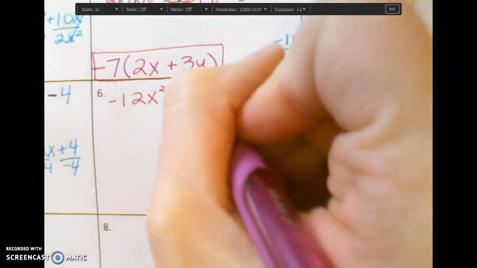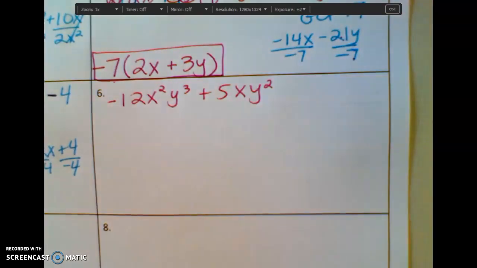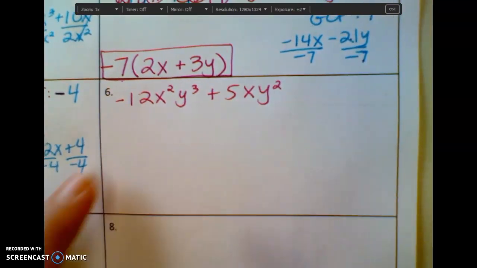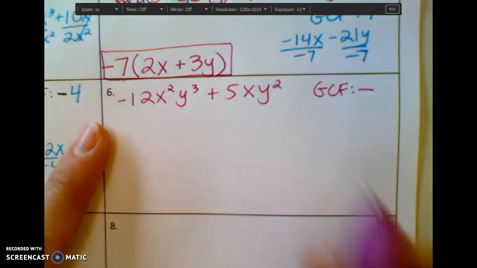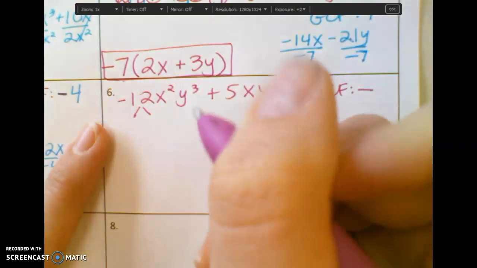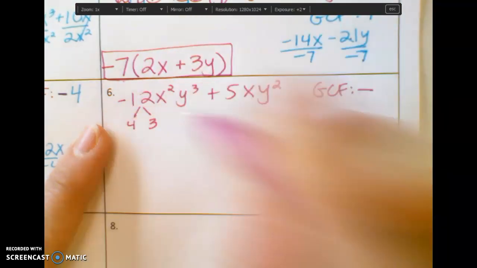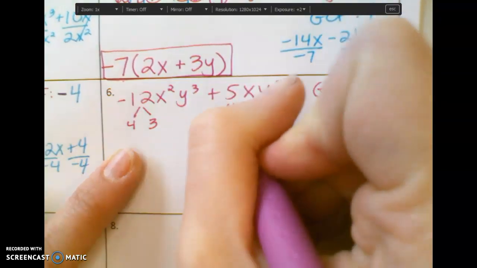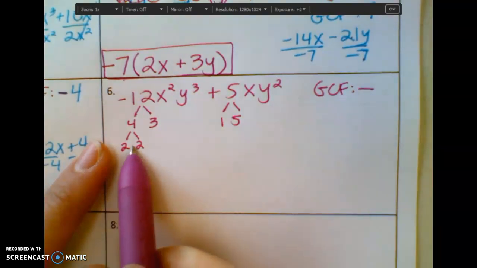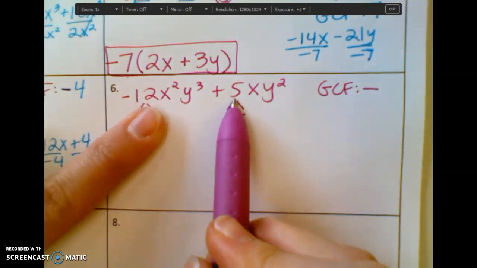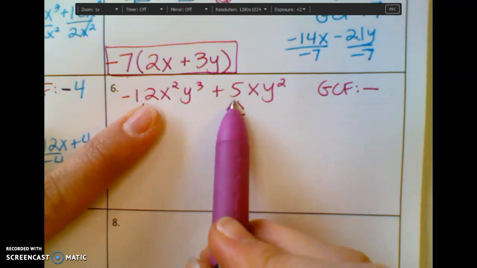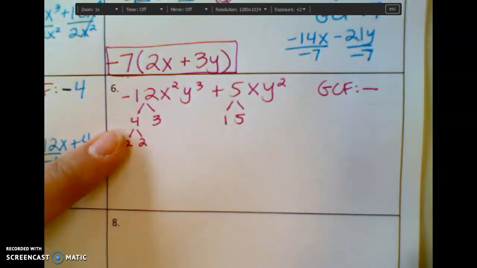Number 6, we have negative 12x squared y cubed plus 5xy squared. Notice that this one has x's and y's, but we still do the same thing. That negative, we have to put it in our GCF. And what about 12? Well, 12 goes down to 4 and 3. And 5 goes to 1 and 5. 4, of course, can go to 2 and 2. Do these have anything in common? Do 12 and 5 have anything in common? No. And if you're able to just see that without the factor trees, then you don't have to write the factor trees. So there's no number except for just 1 in common.